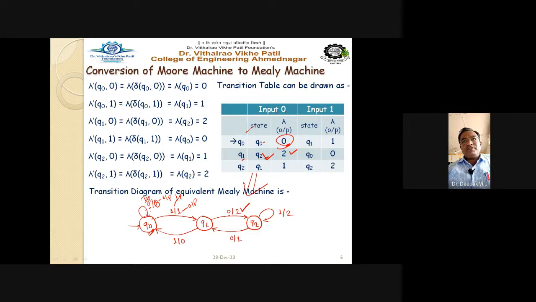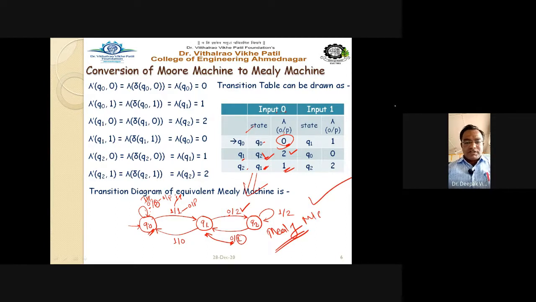Getting this point? For example, suppose Q2 on 0. Q2 on 0 goes to the Q1 state and the output lambda is 1. Input 0 goes to Q1 state and the output is 1 only, right? So this is the way how to draw the resultant Mealy machine. This is the correct answer.